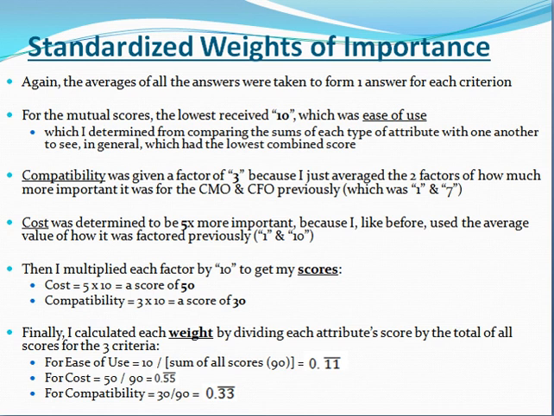Then I determined each weight by dividing each criterion score by the total of the scores for all criteria. So for ease of use, it was 10 divided by 90, with 90 being the sum of all the scores, which equals 0.11 overall score for the weight. And then for cost, it was 50 divided by 90, which yields a weight of 0.55. And for compatibility, it was 30 divided by 90, which gives a weight of 0.33.